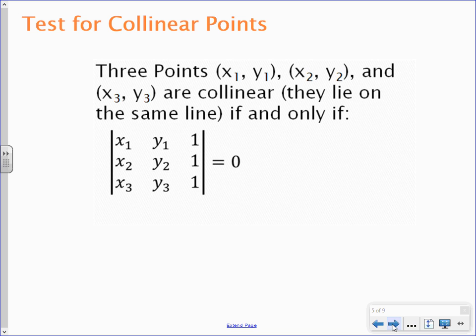On the next slide will be 3 points. We are going to determine if those 3 points are collinear. Okay? If that determinant is 0, our 3 points lie on the same line. If that determinant is not 0, we have a triangle. Those 3 points are not on the same line. Okay?